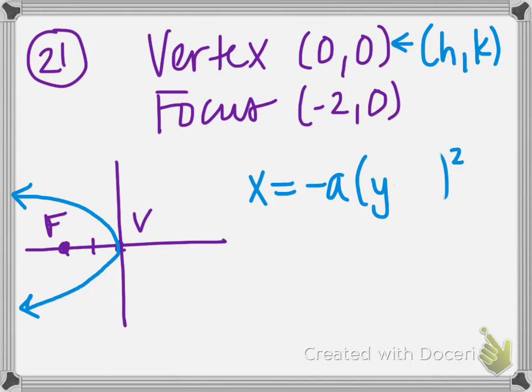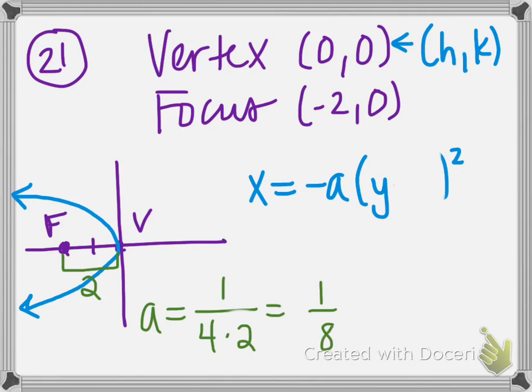Well, there's a formula for figuring out what a is. A is equal to 1 divided by 4 times p. And as we discussed, the p value is the distance from the focus to the vertex or from the vertex to the directrix. I don't have a directrix here, so I'm going to use the focus to vertex length, and that is 2. So I'm going to substitute a 2 where the p is, and I'll see that a is 1/8. Now don't forget the negative sign that was there because it opened to the left.